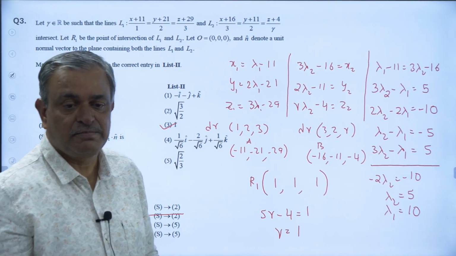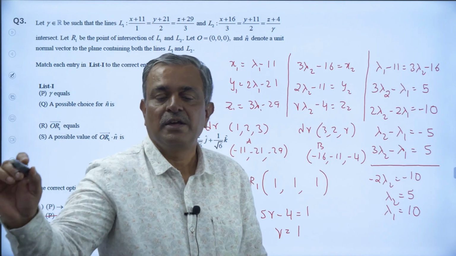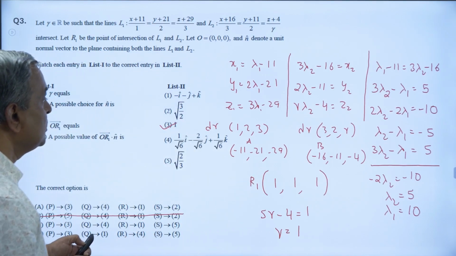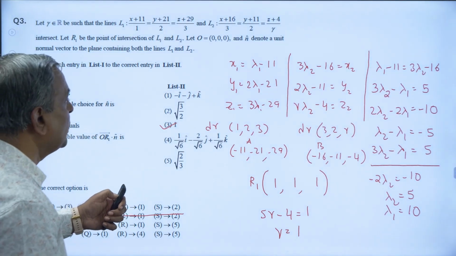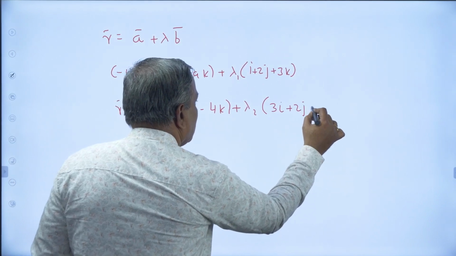Sometimes in matrix matching, if you get two options correct and it is matching, you can switch to the next question. So we got gamma is equal to 1. So once gamma is equal to 1, what are the DRs of this one? 3, 2, 1. These are 3i plus 2j plus k.